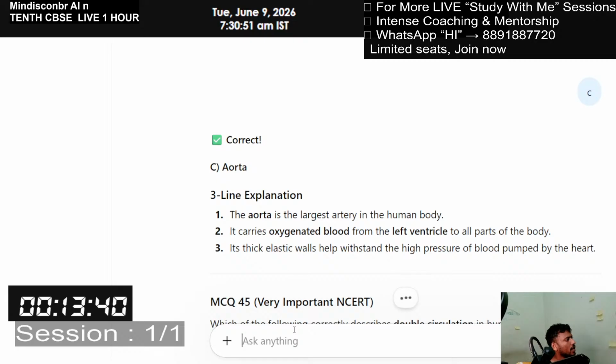Yes. The aorta is the largest artery in the human body. It carries oxygenated blood from the left ventricle to all parts of the body. Its thick elastic walls help withstand the high pressure of blood pumped by the heart.